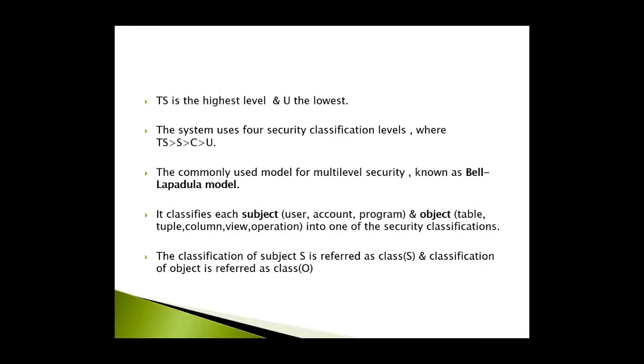The relation between these security classes is depicted through this second bullet. You can see here, the system uses four security classification levels where top secret has higher priority than secret. Secret has higher priority than C, that is confidential, and C has higher priority than unclassified. That is why TS is at the top level, and U, that is unclassified, is at the lowest level as far as the security levels are concerned.